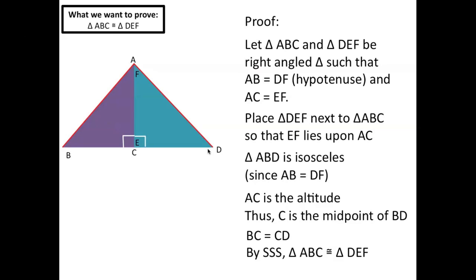And that shows by side-side-side that this right angle triangle is congruent to this right angle triangle. So now we've shown that as long as we know that the hypotenuse and one of the sides are equal to the hypotenuse and the other side of a right angle triangle, then you can automatically assume that two of the right angle triangles are congruent.